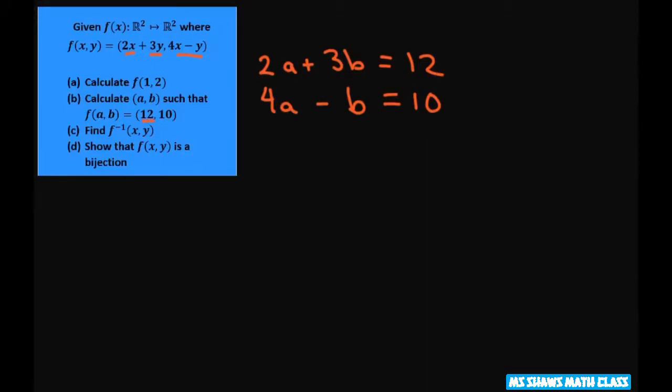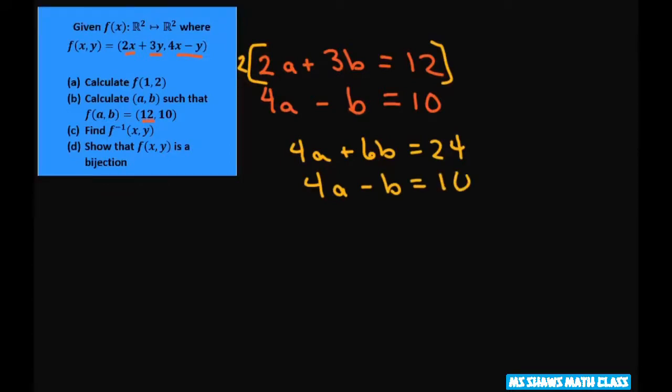So we have a system of linear equations. And the first thing I can do is say, let's solve for b. So I multiply this through by 2, and we get 4a plus 6b equals 24. Copy down your second one and subtract. So if you subtract, you're going to get 7b equals 14. So b equals 2.